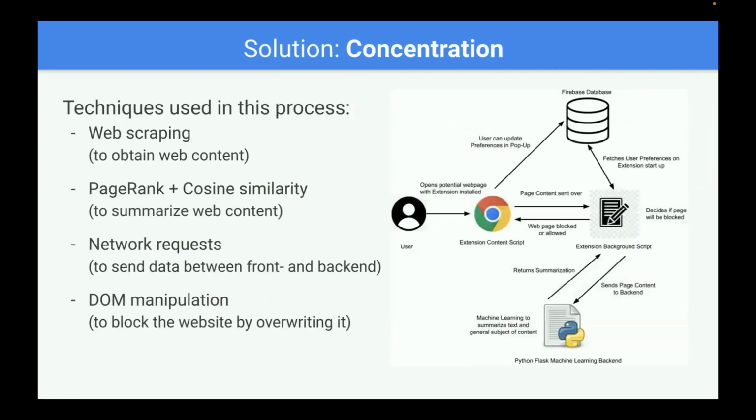So all of these functionalities or procedures are implemented in Concentration. During this blocking process, various algorithms and common techniques are employed. For example, the front end uses web scraping to obtain the textual website content for every website that the user visits. Furthermore, the backend uses the PageRank and cosine similarity algorithms to summarize the website contents it receives into several short paragraphs. The front end and backend also use network requests to transfer data back and forth between them.